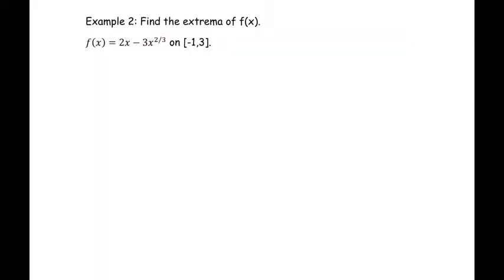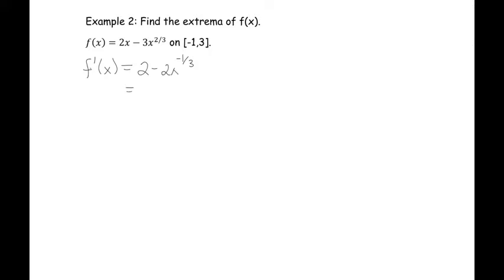Okay, so this is our second example and our last example. Again, we're going to find the derivative, and I'm going to have f prime of x. Let me erase that, sorry. We have f prime of x equals 2 minus, and then I'm going to bring this down, and we end up with 2x to the negative 1/3.